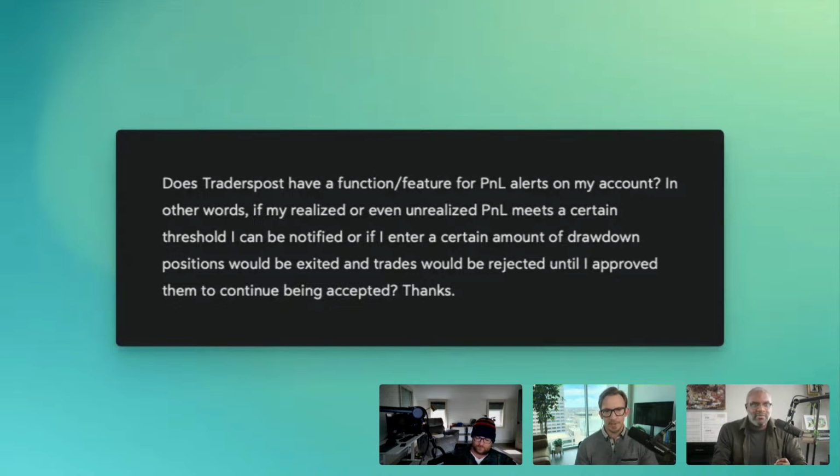I hear two feature requests here. On one hand, receiving notifications based on P&L thresholds is one feature. And I don't know that we've actually heard this very frequently. At least this might be the first time I've heard it in a while. So we could certainly put a task together to look at what that might look like.